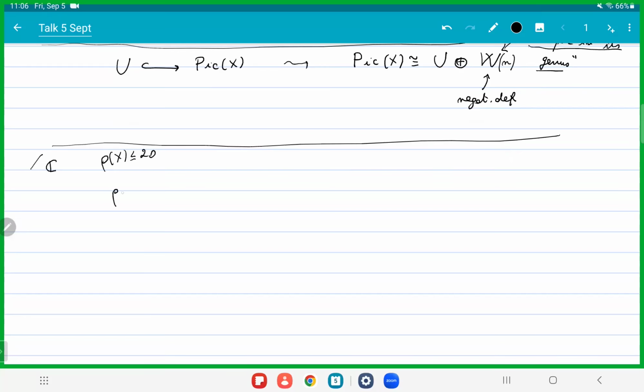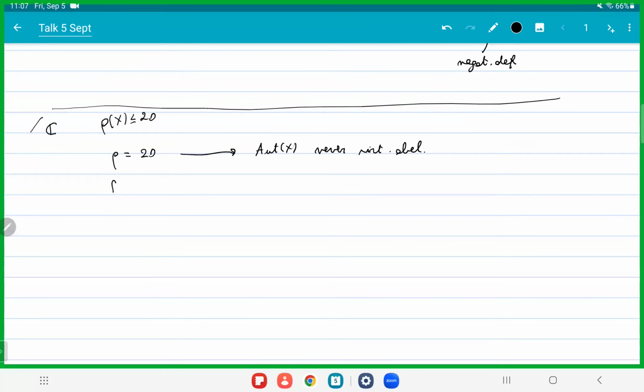Let's say if the Picard rank is 20, it turns out that the automorphism group is never virtually abelian. This is not too hard to show even without our hard computations. If rho is 19, there's only one example. This was found by Nikulin. There's the lattice U plus E8 plus E8 plus A1, if you know what that is, otherwise not too important. And this has finite automorphism group.